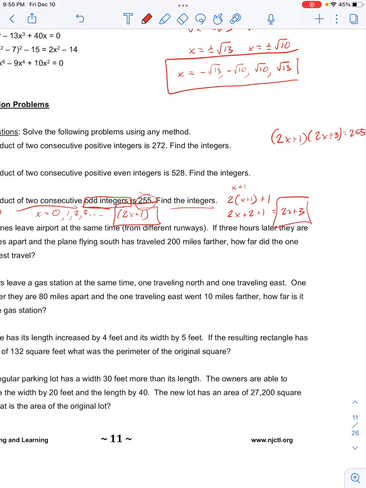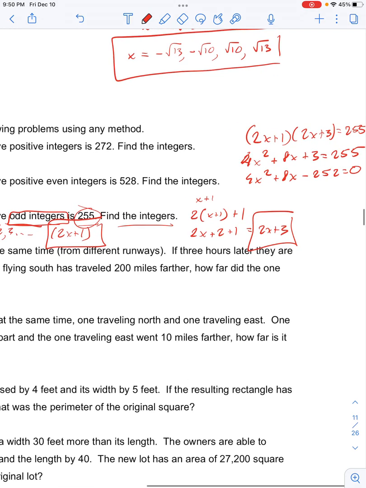So I have 4x squared plus 6x plus 2x, which is 8x, plus 3 equals 255. Then moving this 255 over, I have 4x squared plus 8x minus 252 is equal to 0. Then if I divide by 4, I can get x squared plus 2x minus 63 equals 0.